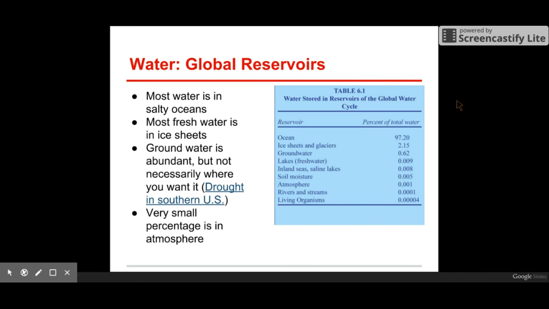Finally, most important for our purposes is the atmosphere. You'll notice here that just 0.001% of the water on the planet Earth is stored as water vapor in the atmosphere. However, in any discussion of weather, this is very important because that's what gives us our precipitation and makes it humid on a hot and muggy day.